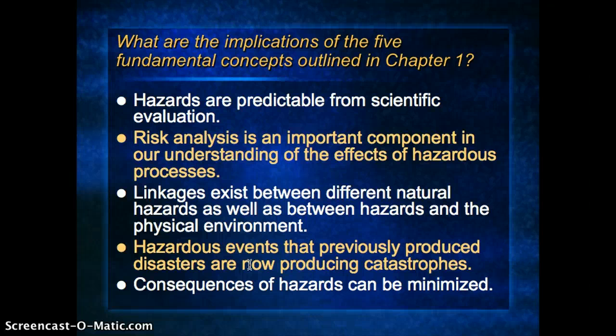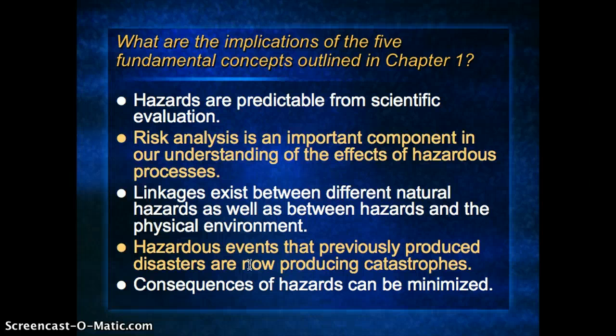The third bullet will recognize that there are linkages. So we separate things into chapters in this book, but you'll very quickly find out that one hazard can lead to another. So an earthquake can result in a landslide. A landslide can block a river and lead to a flood. An earthquake can lead to a tsunami. Sometimes an eruption of a volcano can lead to an earthquake. So there are lots of linkages between these hazards that we'll want to recognize and try not to force things too tightly into a box.